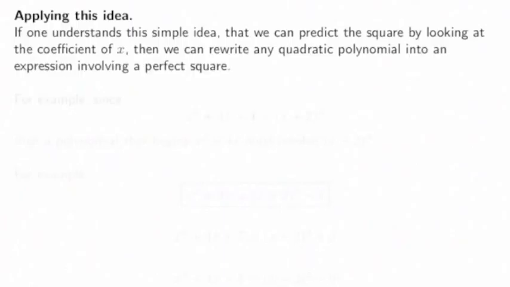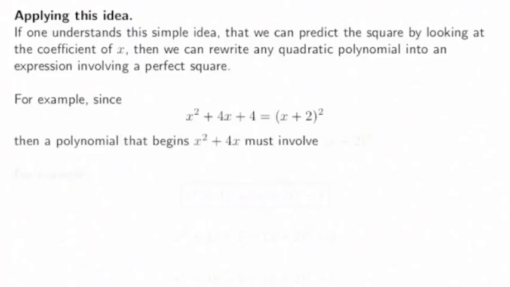If one understands this simple idea, then we can predict the square by looking at the coefficient of x. Then we can rewrite any quadratic polynomial into an expression involving a perfect square. For example, if you give me x squared plus 4x plus 4, and I recognize that it's x plus 2 all squared, then any polynomial that begins x squared plus 4x must involve x plus 2, the quantity squared.